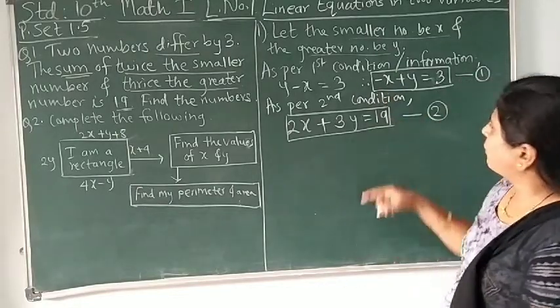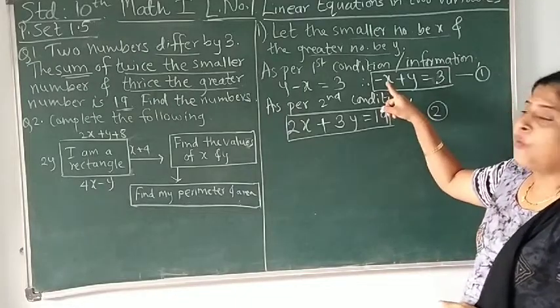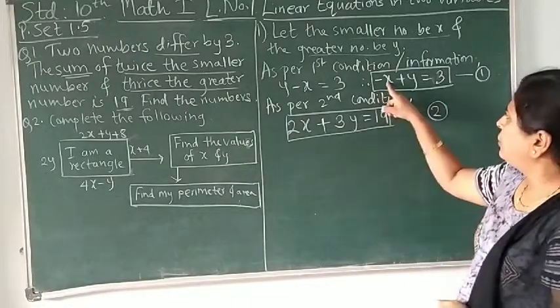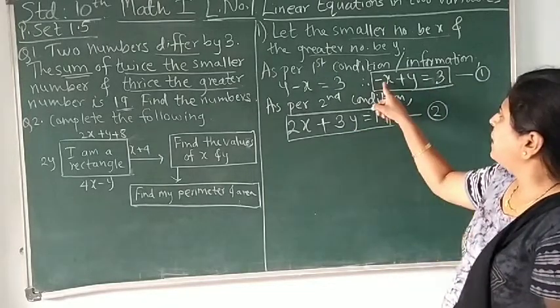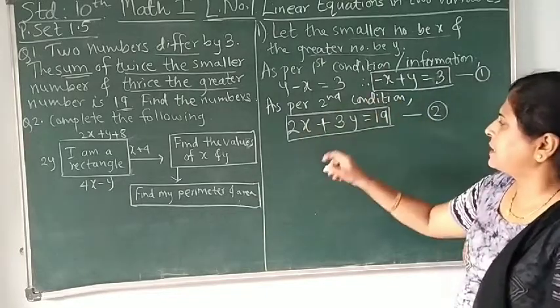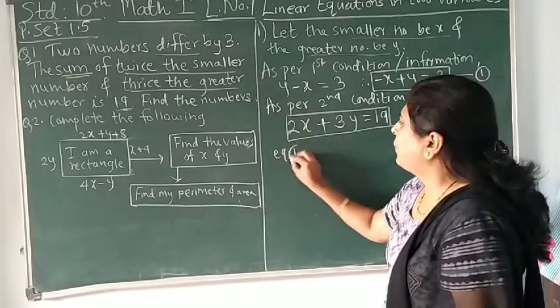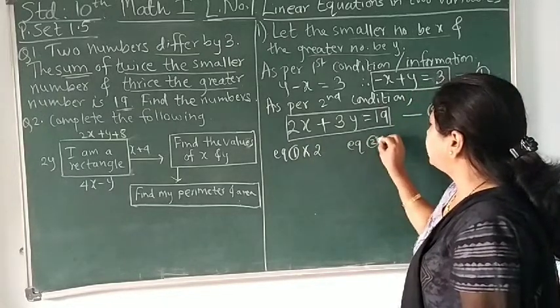So observe how we can solve these two equations. For that, if you want to solve by the elimination method, your coefficients should be the same. If they are not the same, you can make them the same. If you multiply equation number 1 by 2, you can get the same coefficient. So we write equation 1 multiplied by 2, and equation 2 we write as it is.